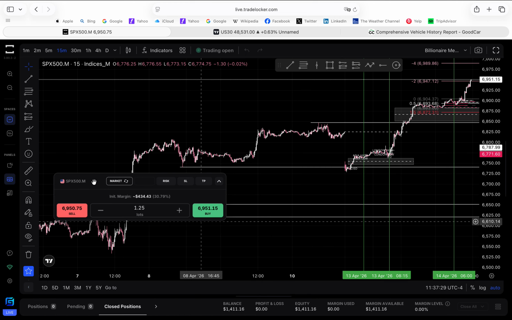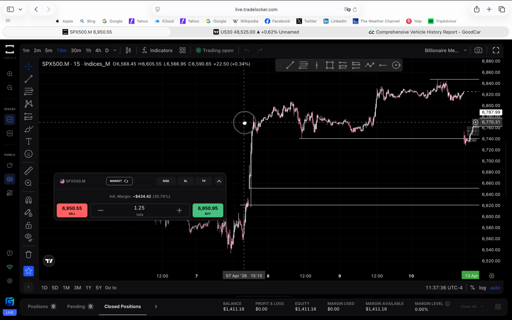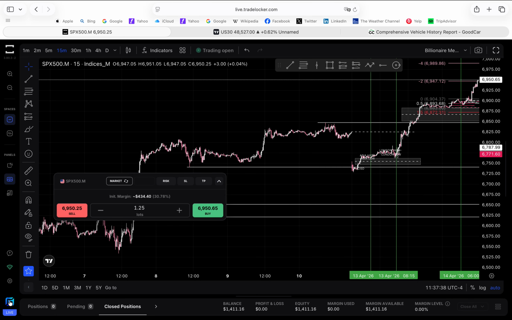Flipping $500 to $5,000. As you can see on the top left corner, this is a live account. This is not a screenshot. As you can see right here, this is a live account.